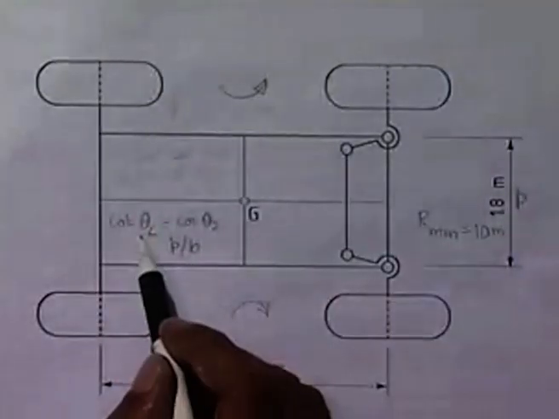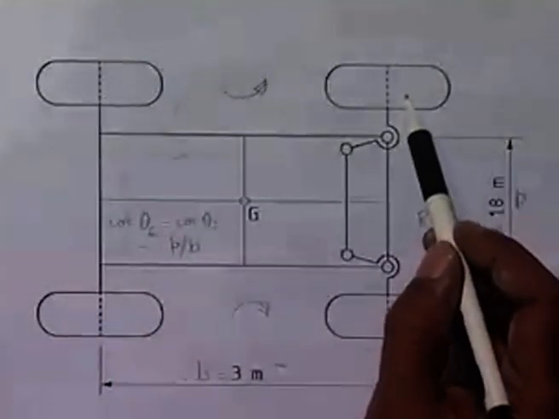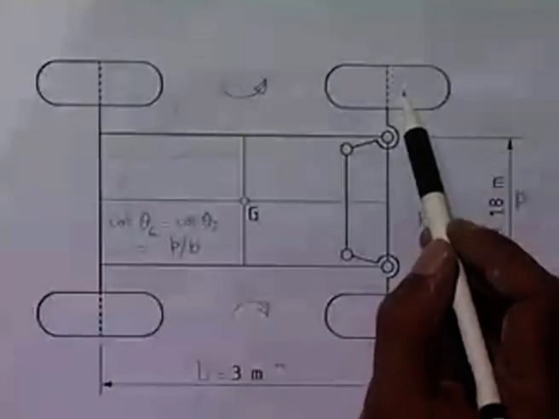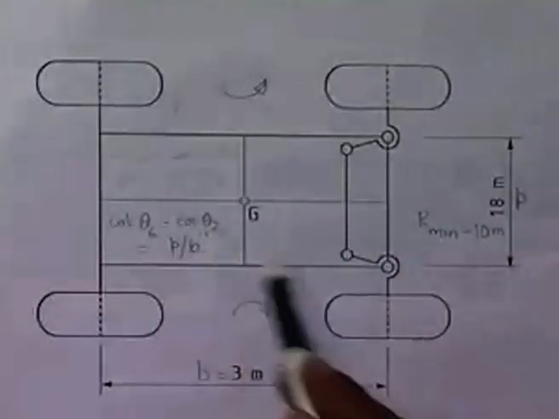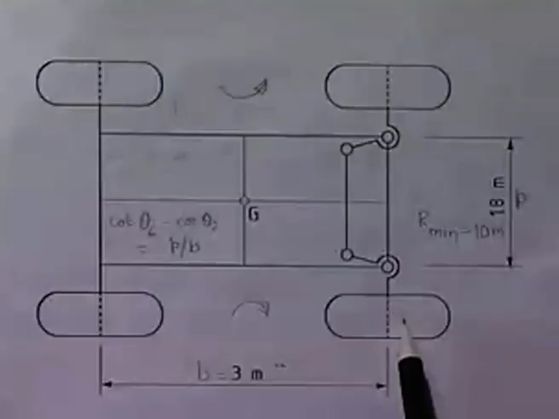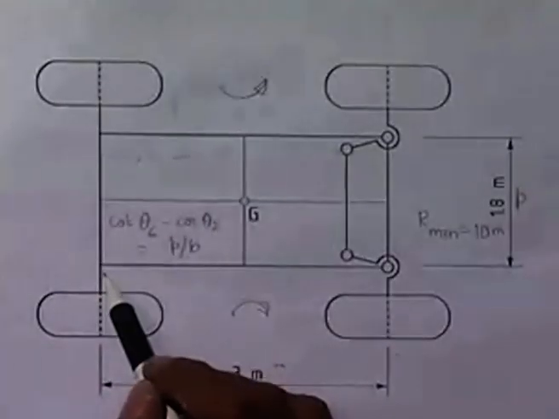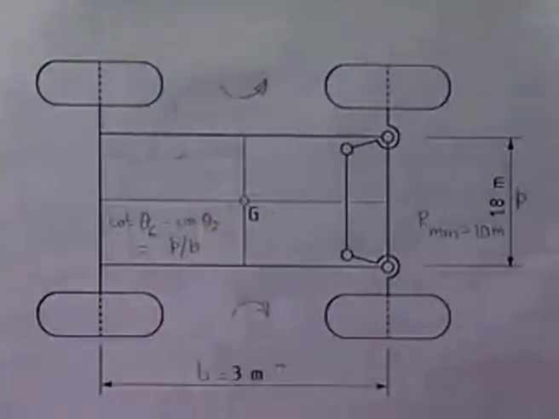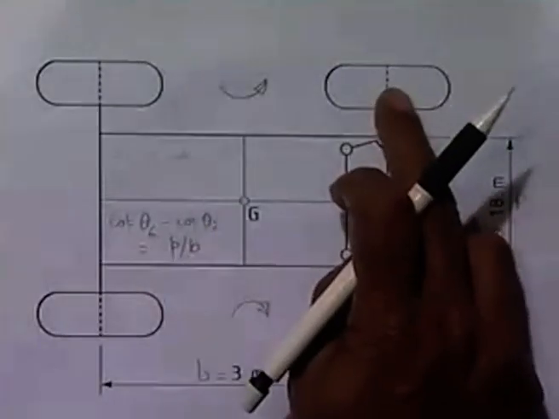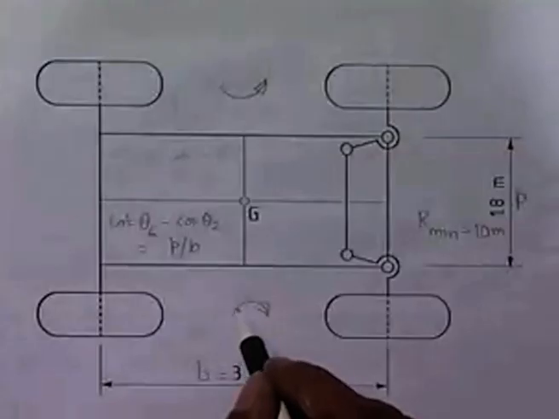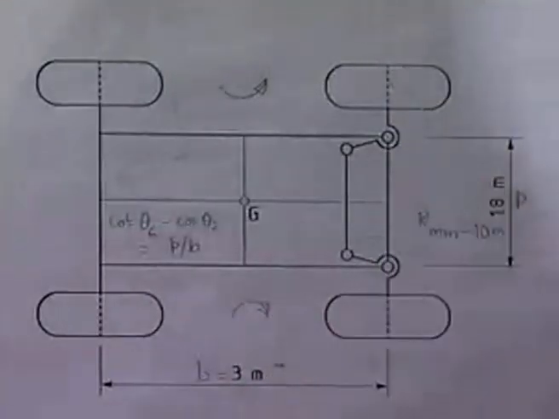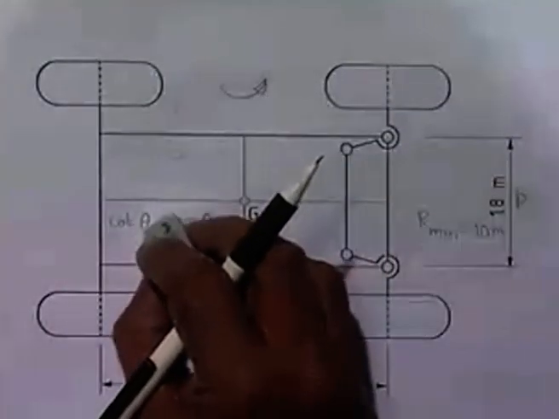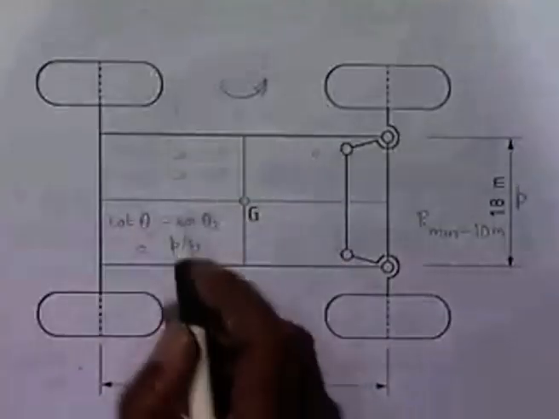where theta 6 was the rotation of this outer wheel and theta 2 is the rotation of this inner wheel. This is what we derived while we discussed the Davis steering gear. But in this case, let me call the rotation of this outer wheel, I am considering a turn in this direction, the outer wheel, so instead of theta 6, let me call it theta 4.